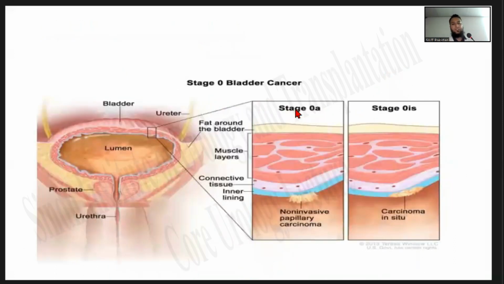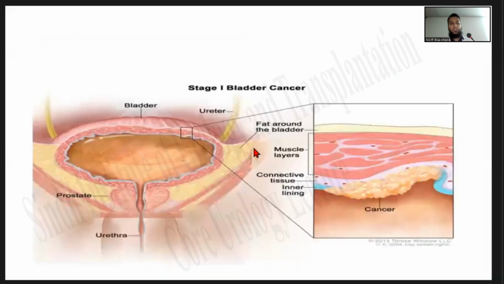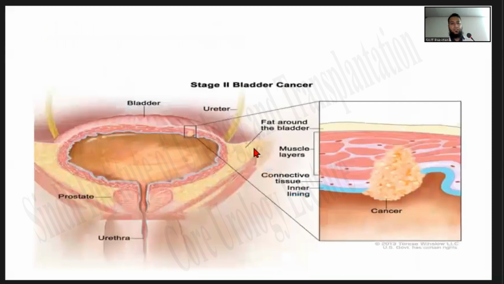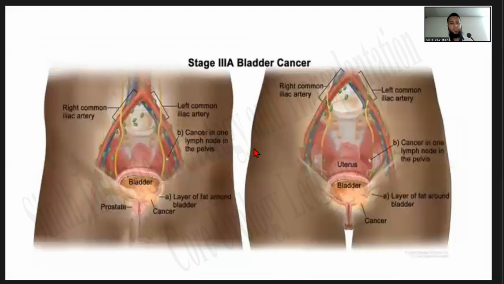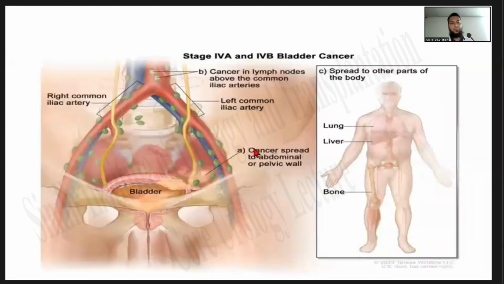Here, stage 0, as shown in the diagram, is when there is non-invasive papillary carcinoma and carcinoma in situ. T1 is when it involves the lamina propria, and T2 is when it involves the detrusor muscle, superficial and deep, T2a and T2b. When it involves the perivesical fat, it is T3 disease, and T4 is when it has spread locally and systemically.